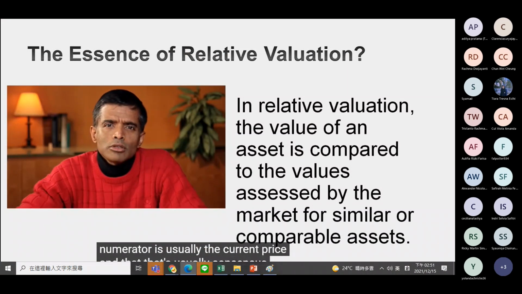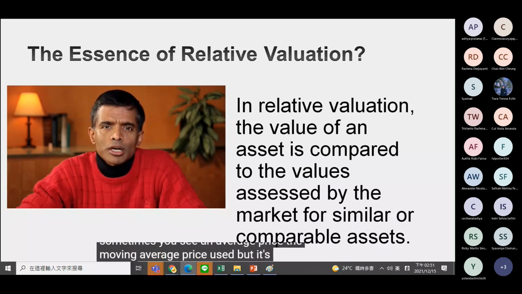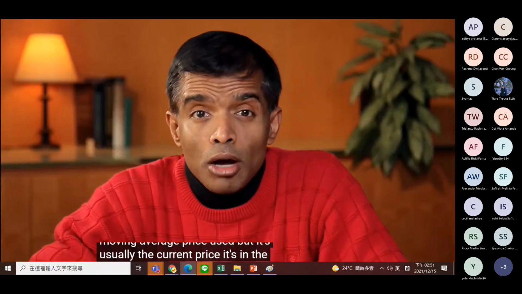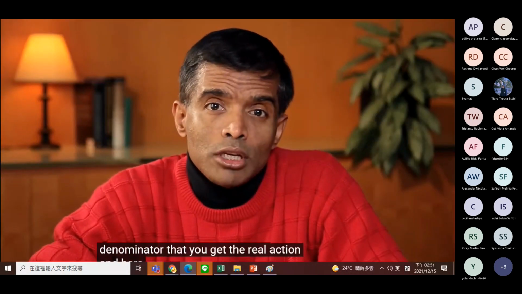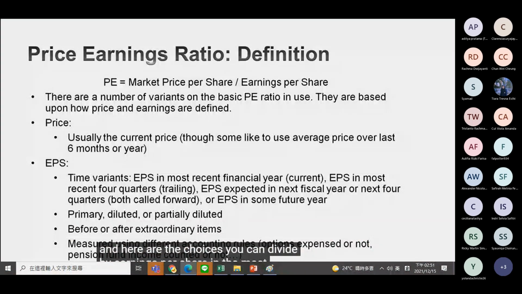That's usually a consensus, though sometimes you see an average price, a moving average price used, but it's usually the current price. It's in the denominator that you get the real action. And here are the choices. You can divide by earnings per share in the most recent fiscal year. That's called current PE. You can divide by earnings per share in the last 4 quarters.